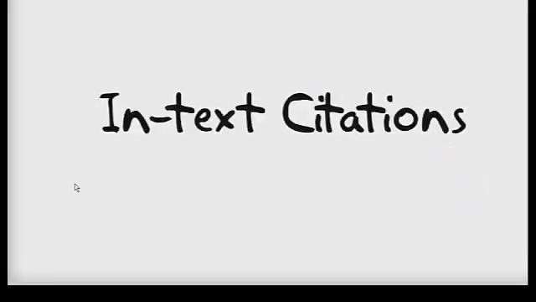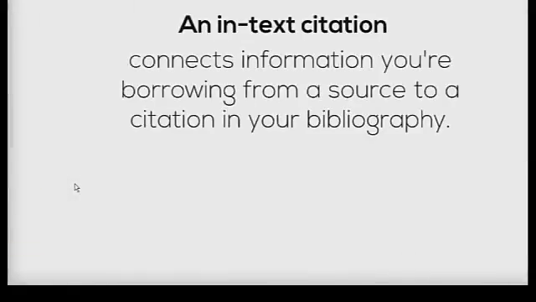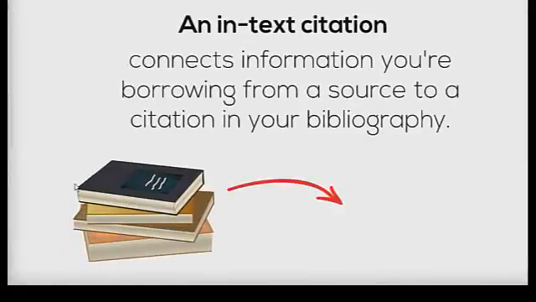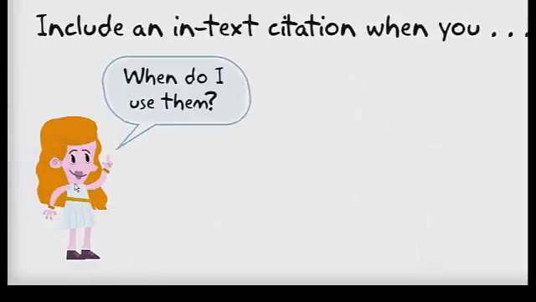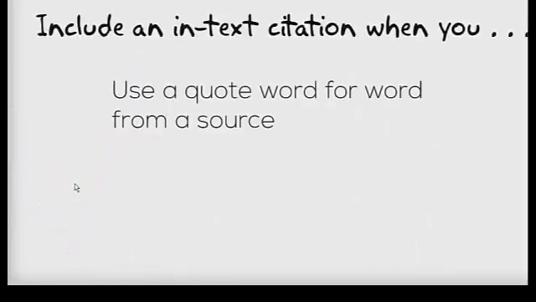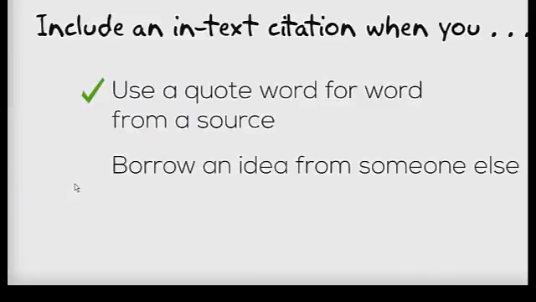So, how do you give credit to other sources in your assignments? You use in-text citations, which can also be called parenthetical citations. An in-text citation connects information you're borrowing from a source to a citation in your bibliography, which helps teachers and classmates understand where the information originally came from. Include an in-text citation in your paper when you use a quote word for word from a source, or when you borrow an idea or phrase from someone else.